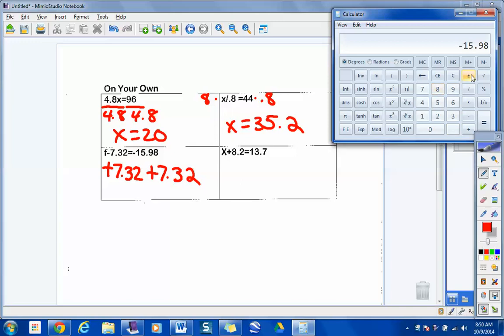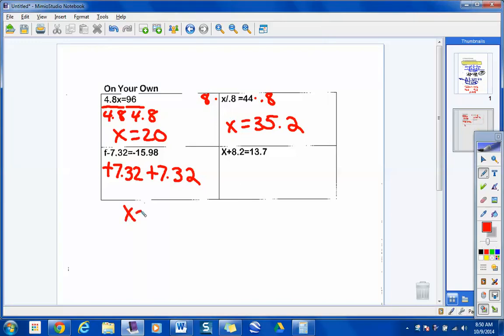And then what are you adding? What are we going to add to it? 7.32. And what's our sum when we do that? I end up with negative 8.66. Yes. All agree now? All right, so x is negative 8.66. I thought it was F. No, that was F. Oh, you are correct.